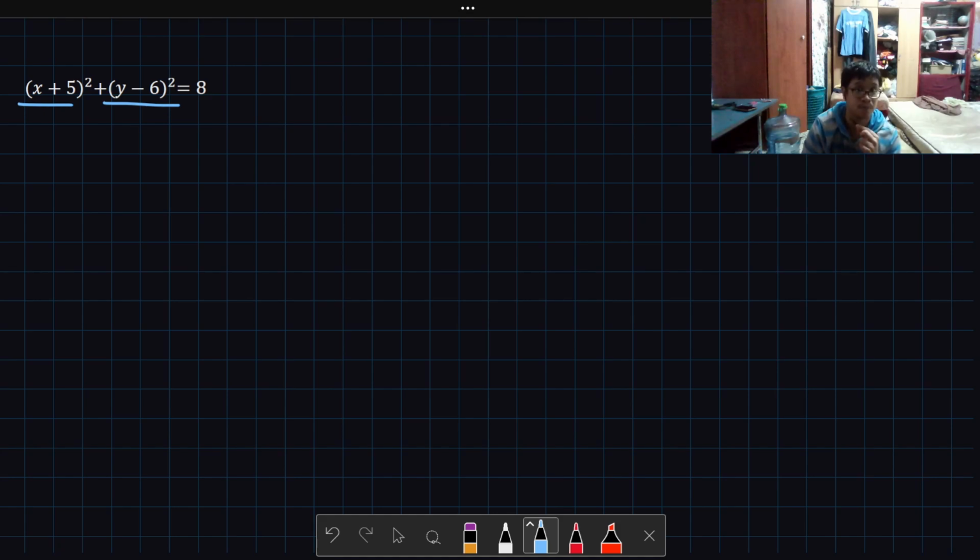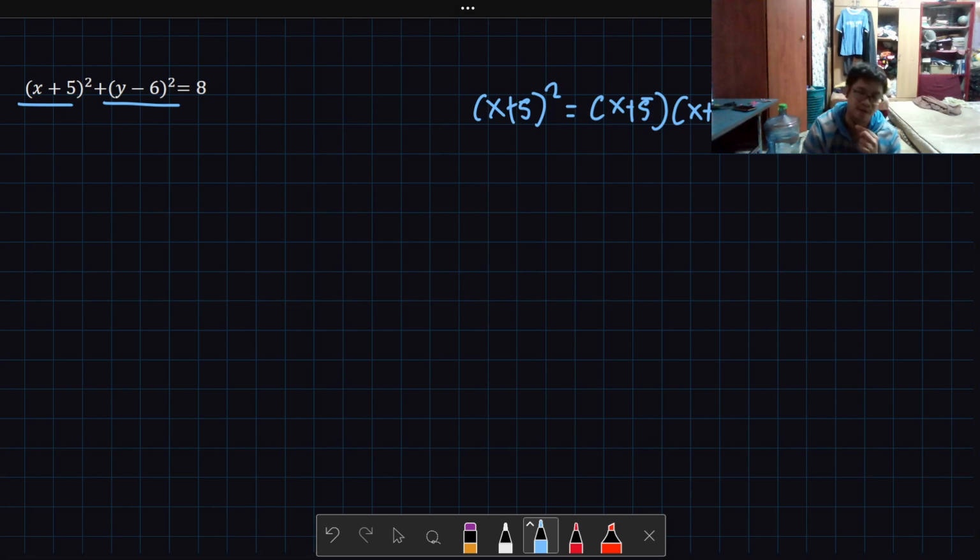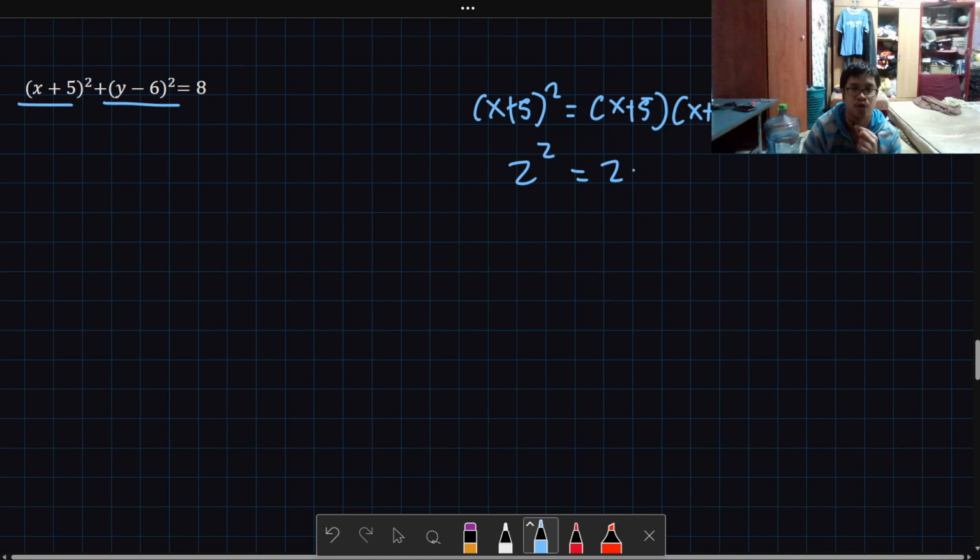How? There are two ways. One is by the FOIL method. So we have x plus 5 squared here, right? This is just the same as x plus 5 times x plus 5. The exponent tells you how many times the base should be multiplied. Or let's just say the exponent tells you how many bases there are. For example, if I have 2 squared, that means you have 2 and 2, so two twos, then you multiply them.